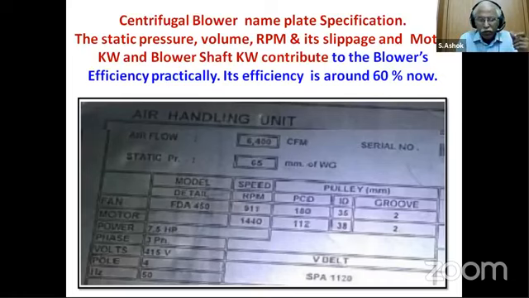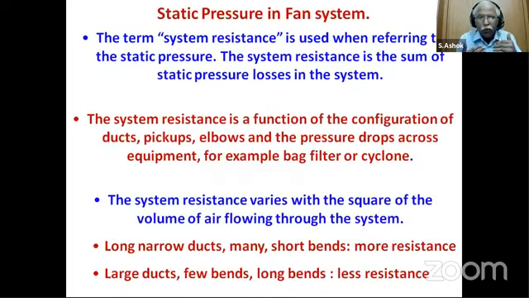How can this be controlled? The static pressure means the system resistance. The total pressure is the sum of static and dynamic pressure, but we are concentrating more on the static pressure because the static pressure is a function of the ducts, the pickups, the elbows and the pressure drops across the equipment.